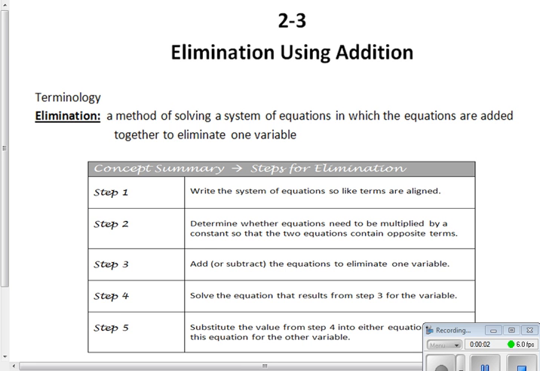Lesson 16, day 2, elimination. The only difference today from yesterday's lesson is that you're going to need to take step 1, and that's write the system of equations so that like terms are aligned. Some of the like terms will not be aligned today, so we need to make sure that they're aligned. And then you can go ahead and start in on steps 2 to 5, which you worked with yesterday.